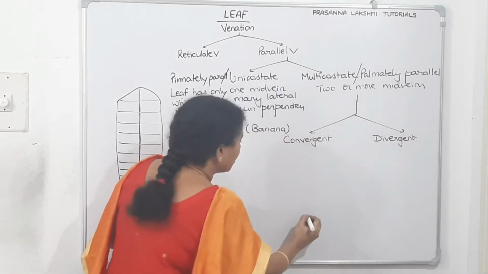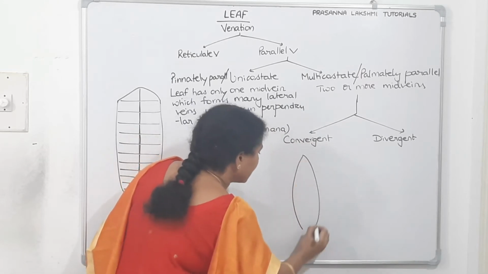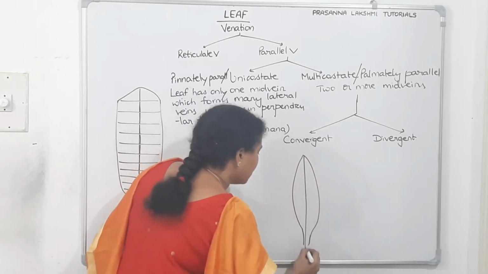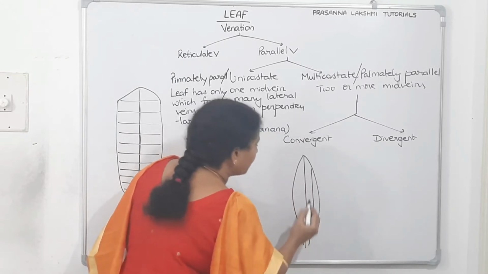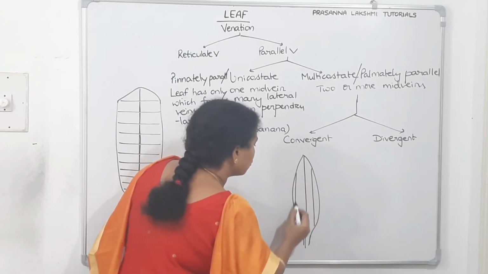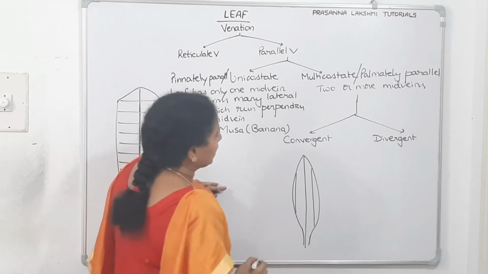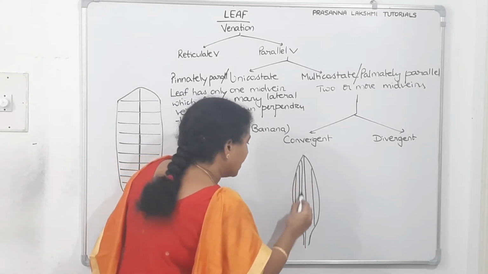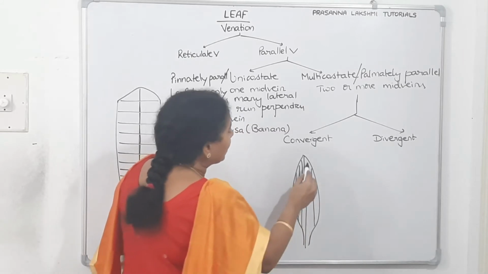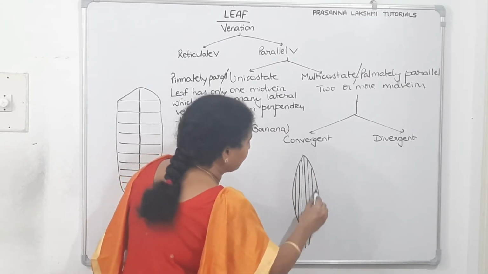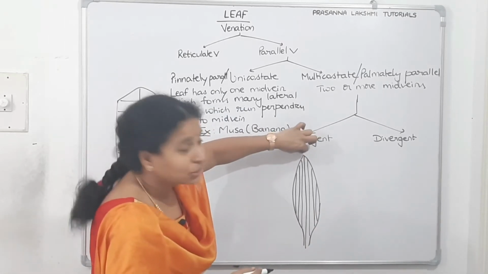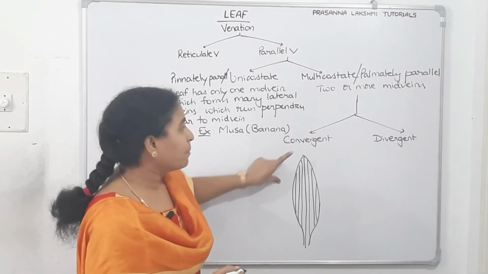In convergent, we can take the grass leaf as an example. In the grass leaf, this is a midvein and this might be the other vein, so 2 or more midveins are there. After that, the other veins run parallel and then they converge here. All these veins are trying to converge here. That is called convergent multicostate.